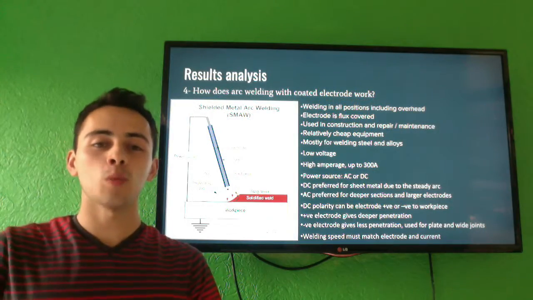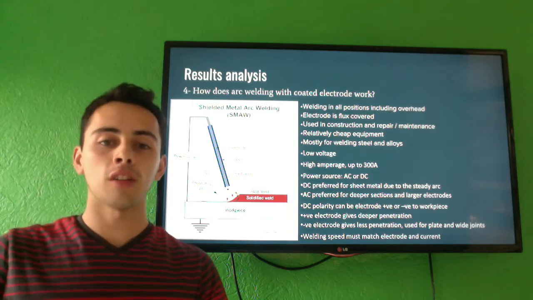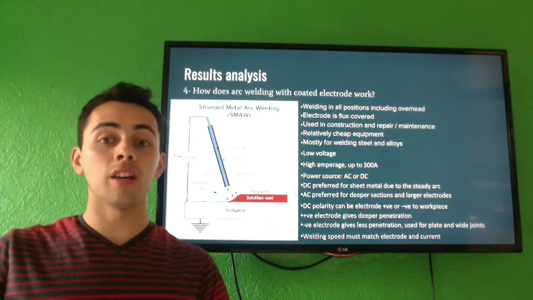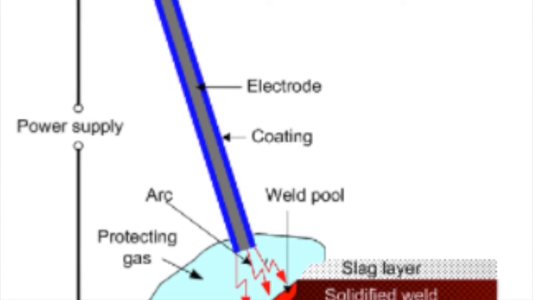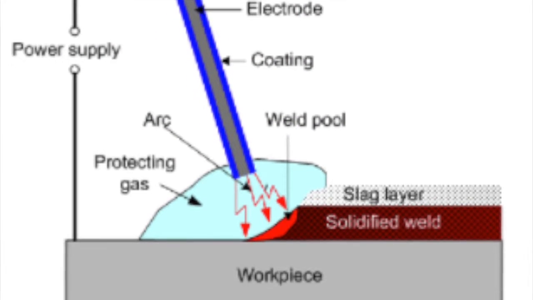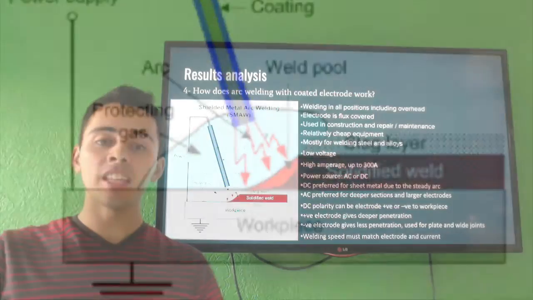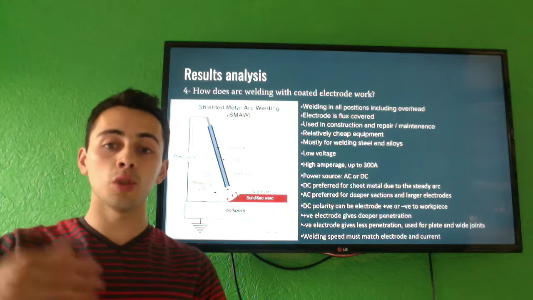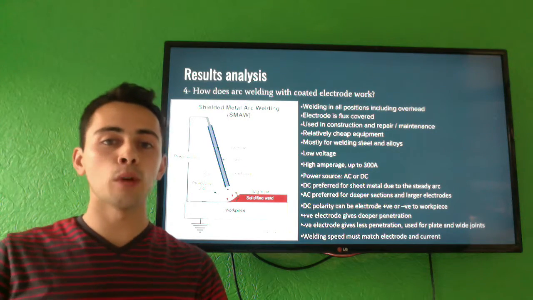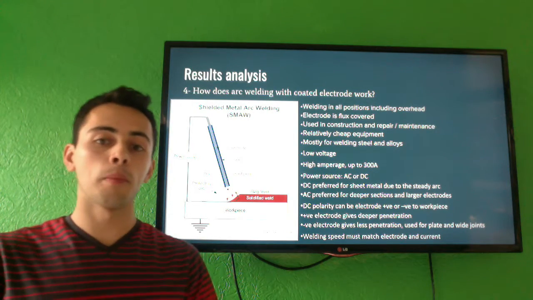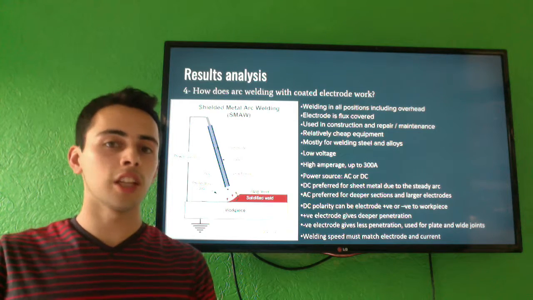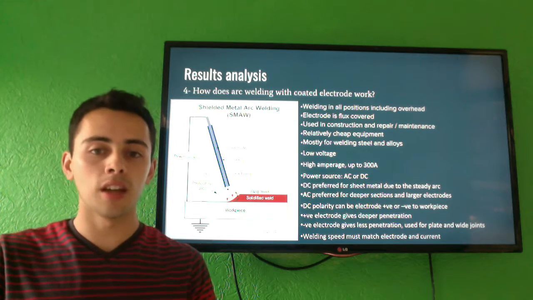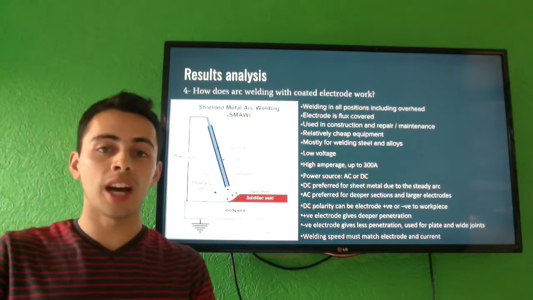For this practice, we used a welding method called shielded metal arc welding, which uses a flux-covered electrode connected to a power source to weld a workpiece. This workpiece is also connected to the power source and to ground. This method allows welding to be done in all positions, including overhead, and it is mostly used for construction work, repair work, and maintenance in steels. It is a relatively cheap method that uses a low voltage and high amperage.